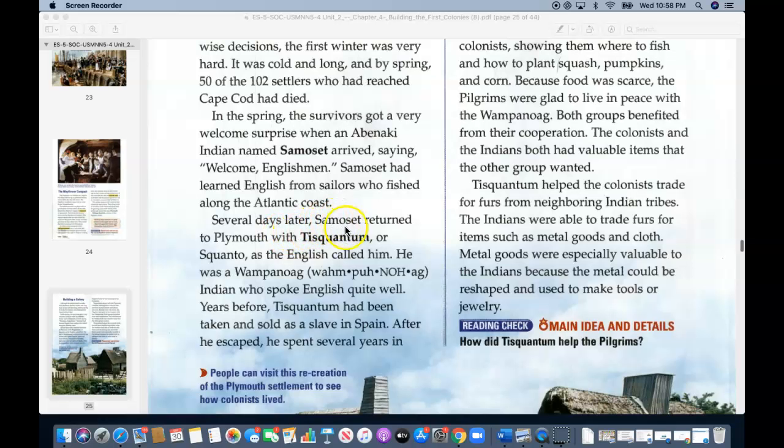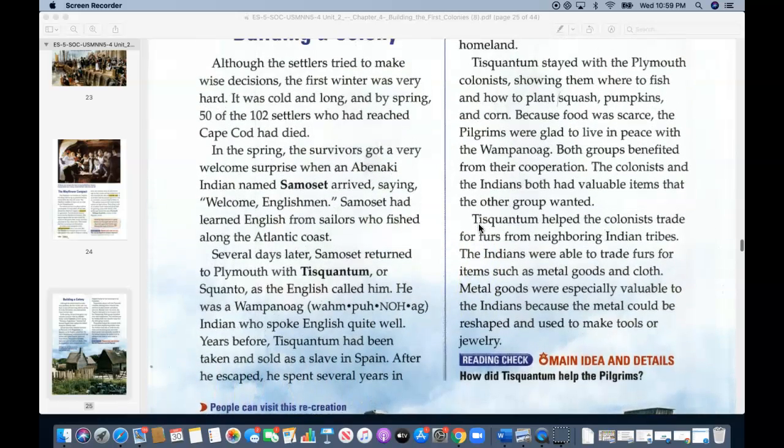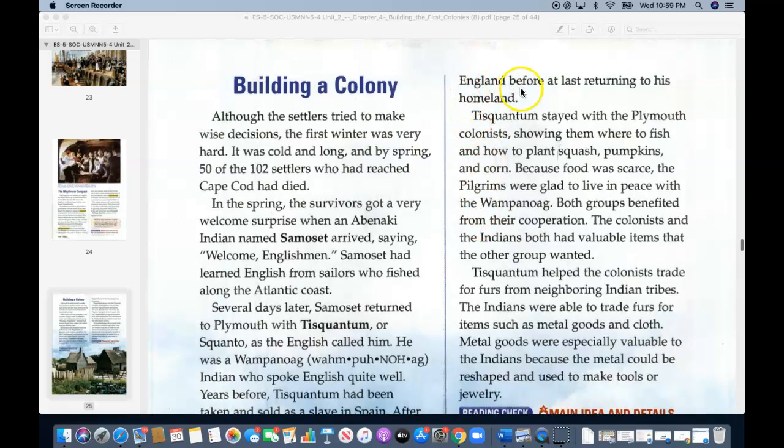Several days later, Samoset returned to Plymouth with Tisquantum, or Squanto, as the English called him. He was a Wampanoag Indian who spoke English quite well. Years before, Tisquantum had been taken and sold as a slave in Spain. After he escaped, he spent several years in England before at last returning to his homeland.